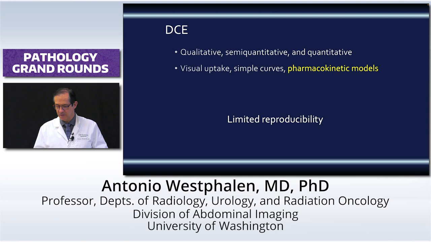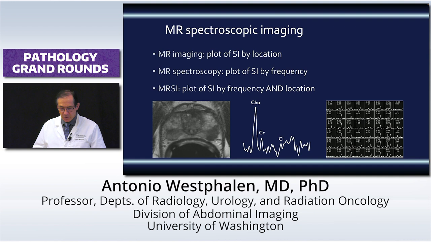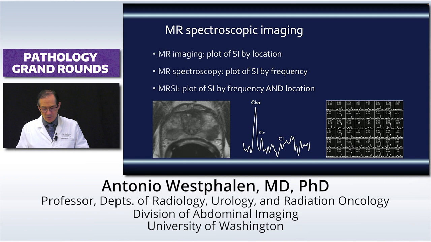And then you have MR spectroscopic imaging, which is basically looking at metabolites. Choline is high in prostate cancer. Citrate is high in normal tissue. So you can look at the ratios of these two components. And based on the ratios of these components, you can say if something is cancer or if something is not cancer. So here, for example, you have high choline, low citrate in this corner, which represents this tumor here.